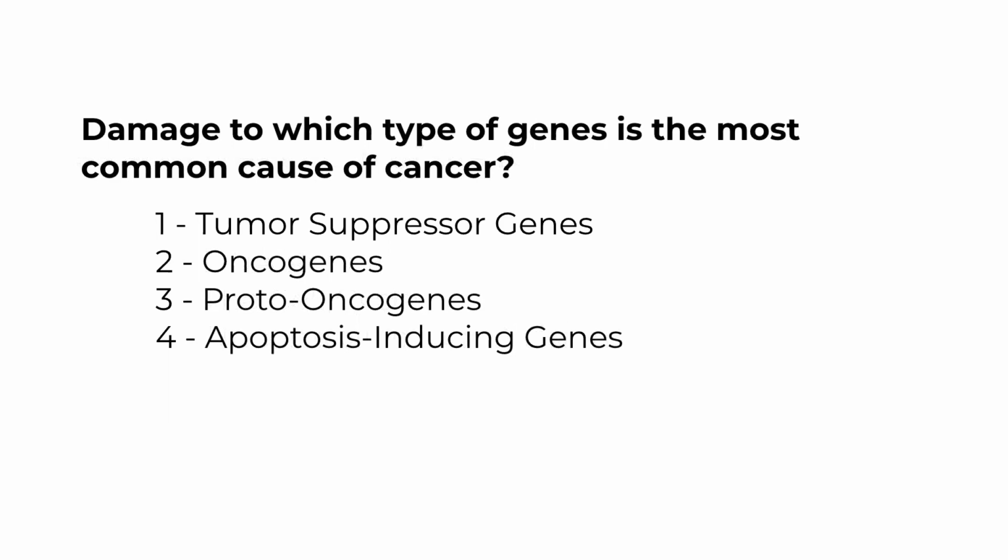Damage to which type of genes is the most common cause of cancer? Tumor suppressor genes, oncogenes, proto-oncogenes, or cell death inducing genes? So there's only one correct answer for this. I could argue that two possibly, but the correct answer is going to be damage to tumor suppressor genes. Obviously, so that would be something like P53.